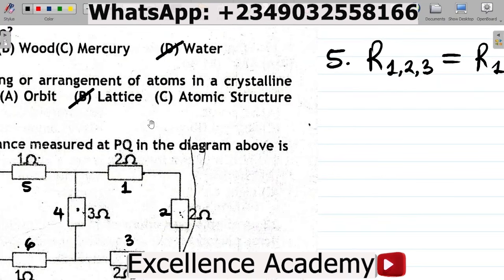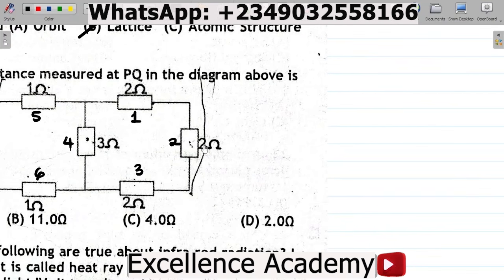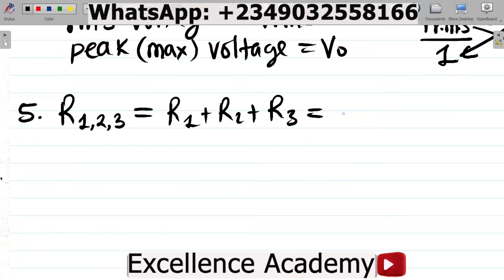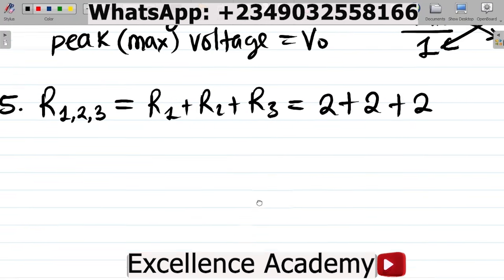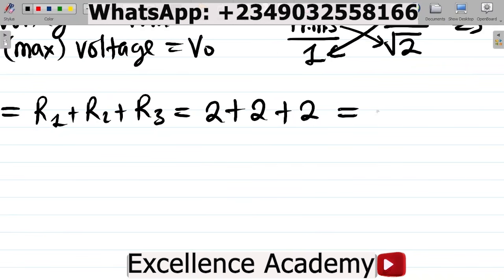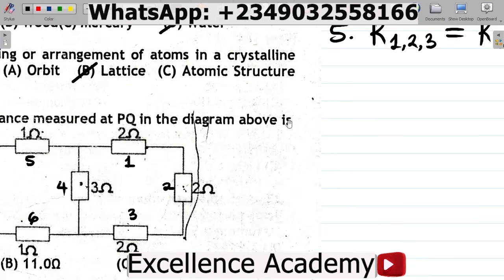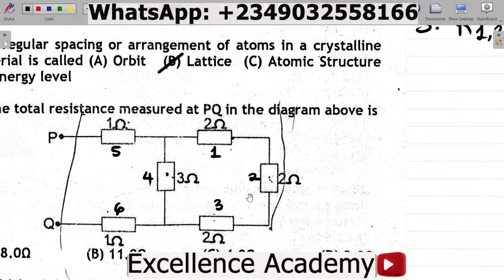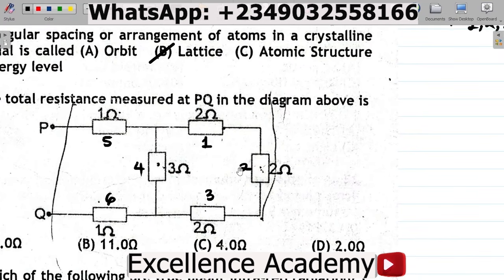And that's equal to R1 is 2 ohms, R2 is 2 ohms, R3 is 2 ohms. So that becomes 2 plus 2 plus 2. And if I combine this, 2 plus 2 plus 2 gives you 6 ohms. So far so good. If I resolve all of this, I'll have 6 ohms. Now you want to note that again, after resolving them, the diagram will change.